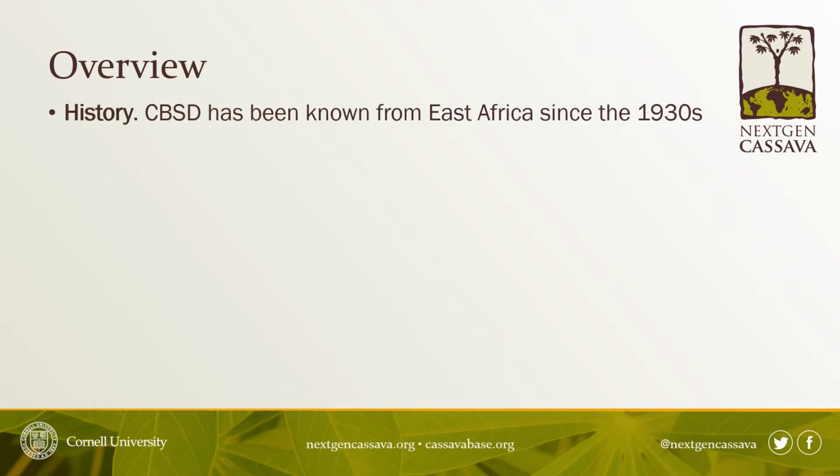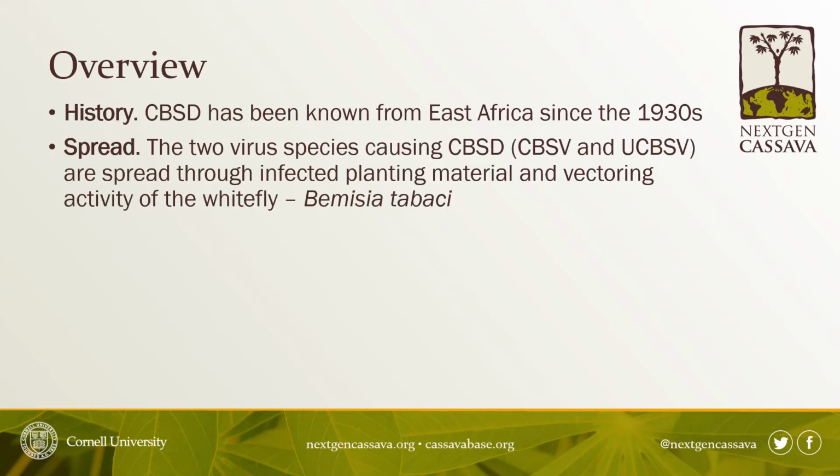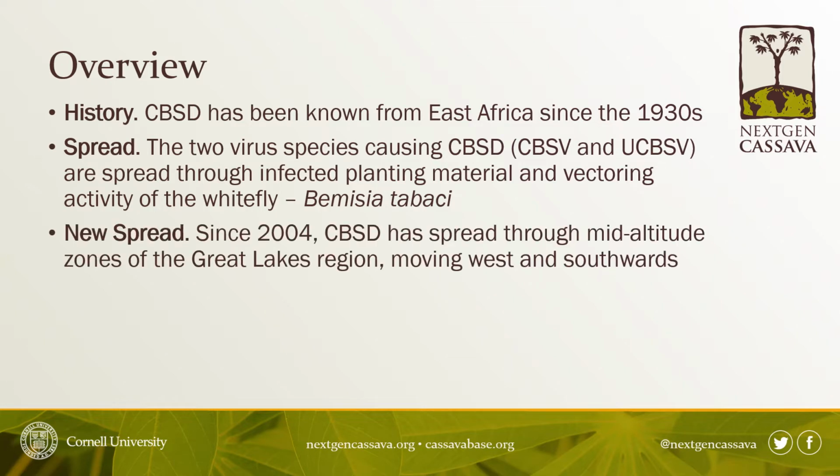Probably as most of us know, brown streak disease is not something new. It's been around and recognized from East Africa for many decades, since the 1930s. It's caused by two species, cassava brown streak virus and Ugandan cassava brown streak virus, and of course spread both through propagation of infected planting material and the whitefly vector Bemisia.